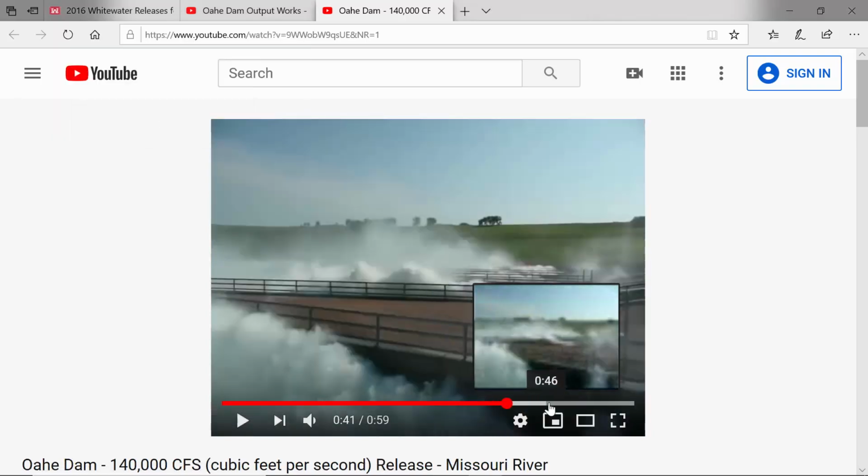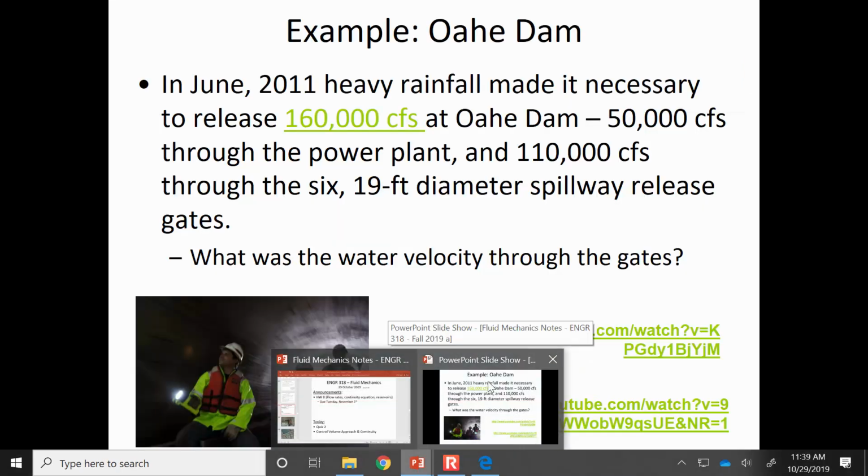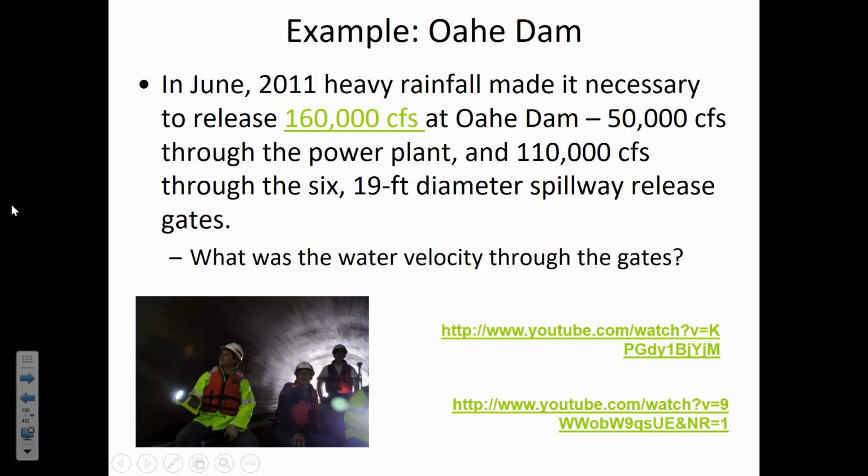Okay, so it's really moving along. A lot of energy, a lot of velocity there. Let's try and calculate what the velocity was through those gates.